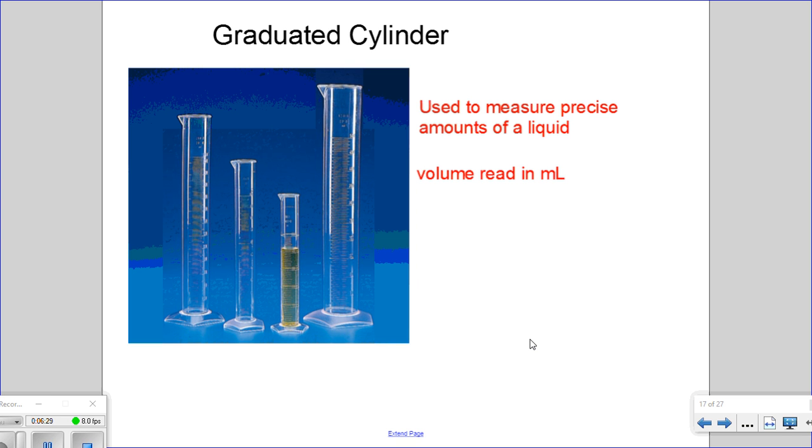There are graduation markings on beakers and Erlenmeyer flasks, but those are not accurate volume markings. They are more approximate. There's a high degree of uncertainty with those volume markings. Graduated cylinders are specifically designed and made to measure those volumes of liquids to a high degree of accuracy.